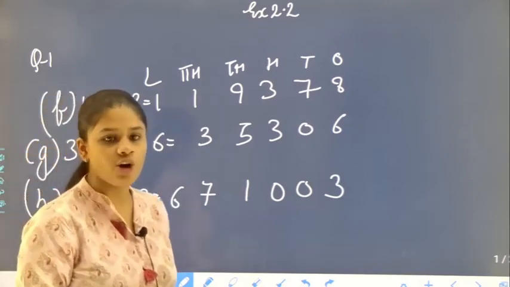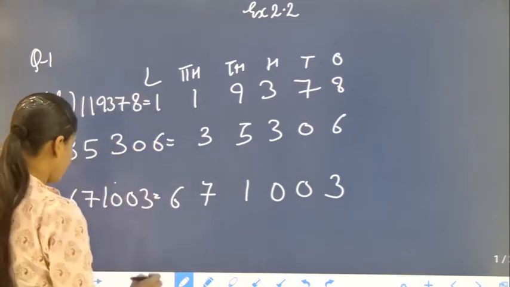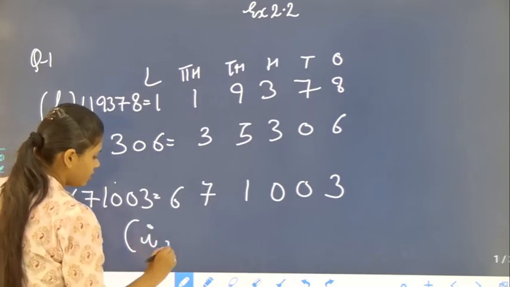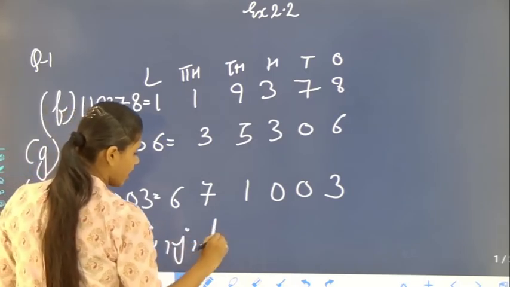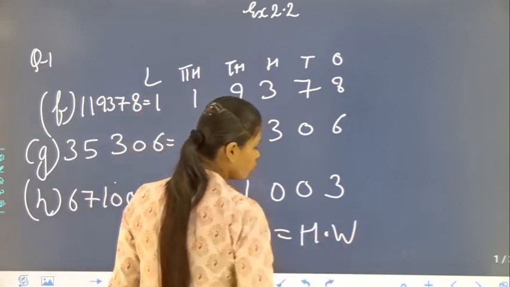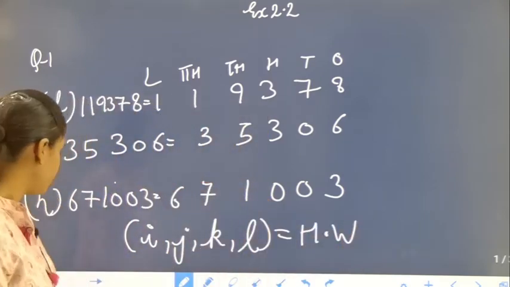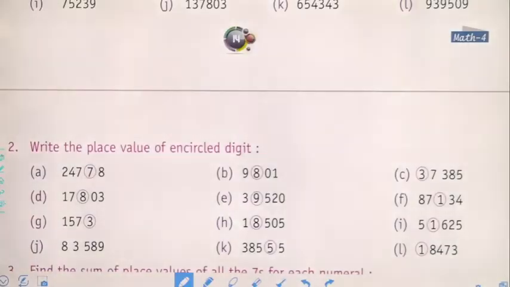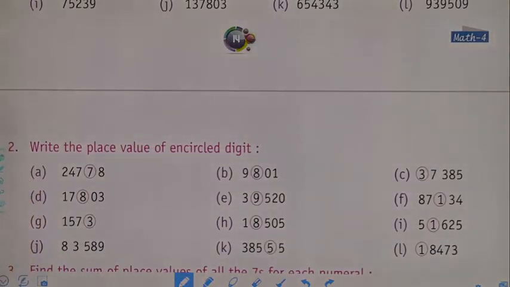Okay students, now move to the next part. IJKL is your homework. You have to do it yourself. I, J, K and L is your homework. You have to do it in your maths notebook. Now move to the next question, that is write the place value of the encircled digit.